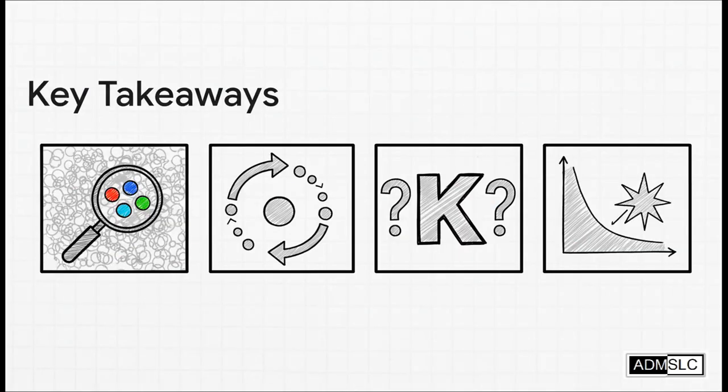So, what are the big takeaways here? First, K-means is an amazing tool for finding hidden groups in your data. Second, it works using that simple, repeating process of assigning and updating. Third, and this is so important, choosing the right K is absolutely critical. And finally, the elbow method gives us a scientific way to find that perfect K.